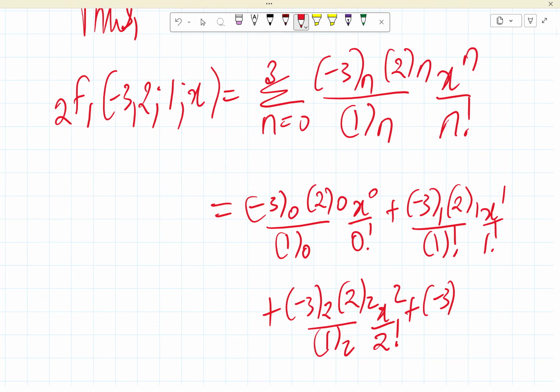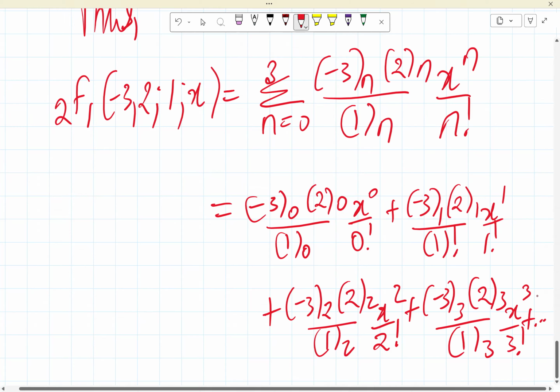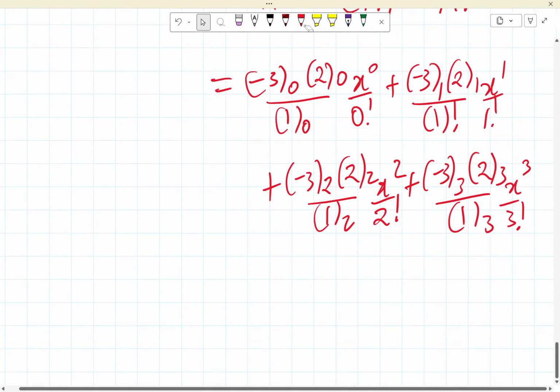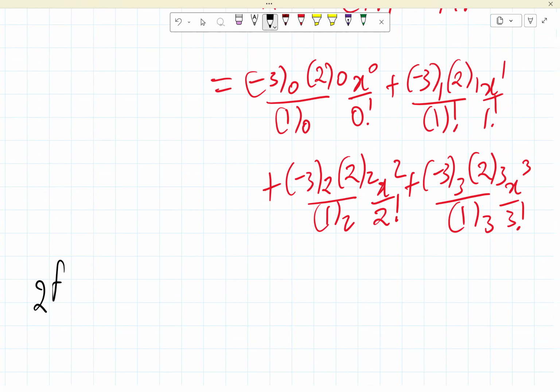And lastly, we have minus 3 sub 3, minus 3 sub 3 into 2 sub 3 all over 1 sub 3, then x raised to power 3 over 3 factorial, and so on. Oh yeah, it terminates at 3, so there's no continuation to that. So then we can tidy this up to say that this is 2F1 of minus 3, 2; minus 3 comma 2, semicolon 1, semicolon x.